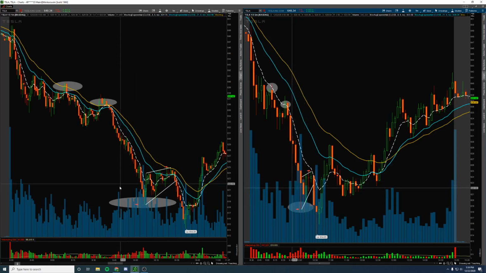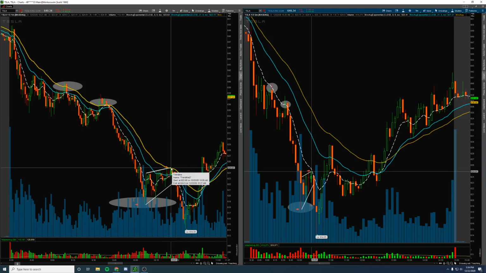So this is just a simple play where you take a rejection play off of the 34 on the 1-minute, which coincides with the 8 EMA on the 5-minute in this case, and then you take a quick little scalp or a quick little day trade down to the low of day, and that's your trade.